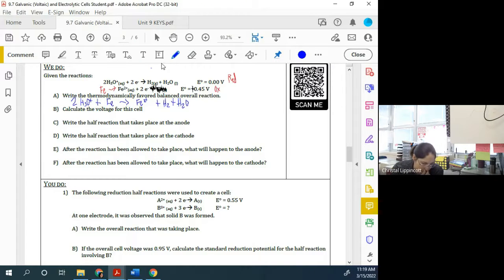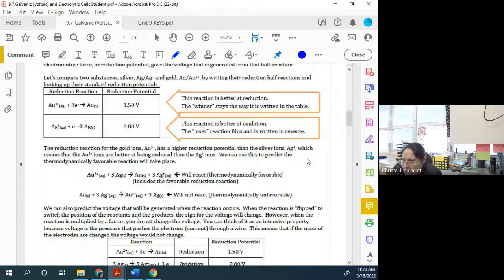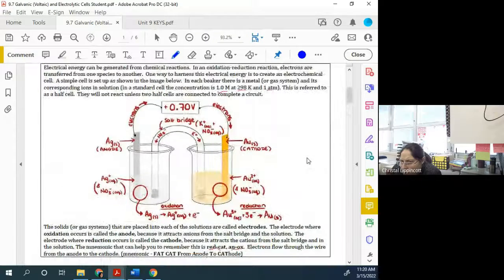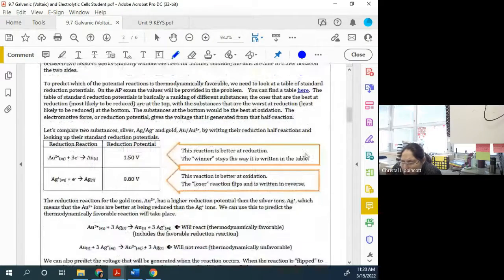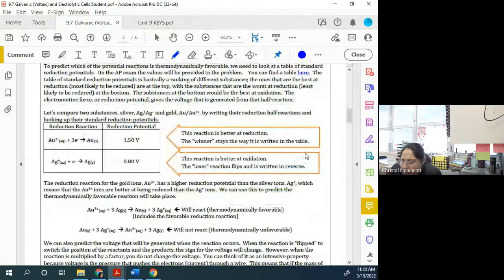Wait, question. It's about the silver and gold one. When silver is being rewritten as an oxidation reaction, why does it happen with blue? Because it needed to balance out. We had 3 electrons here, so we had to generate 3 electrons here to make that happen. And then just distribute that for everything.